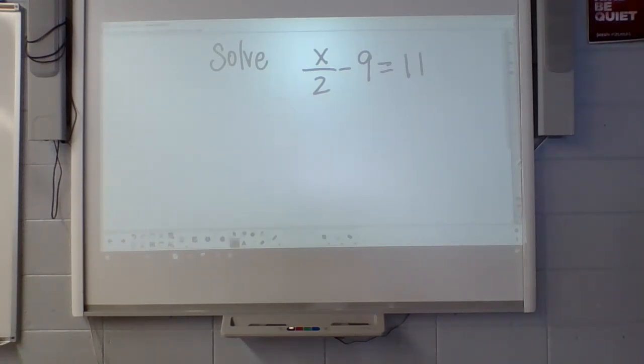And then undo that 9. Sorry. Okay, are you okay with where we're at right now? We added 9 to each side. And 11 plus 9 is 20. These guys cancel. My fault.